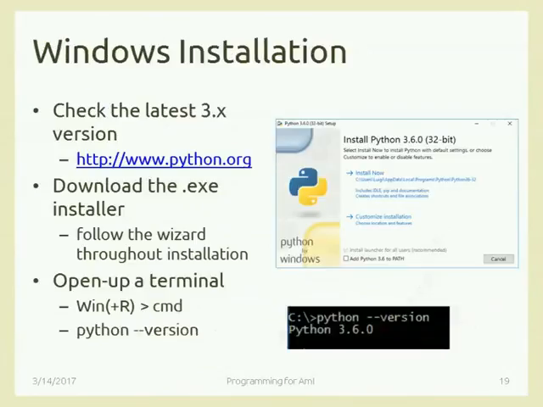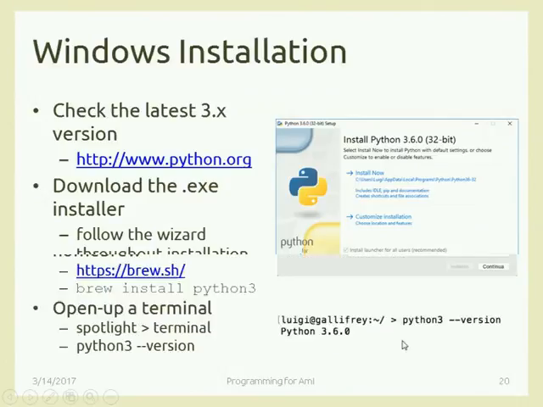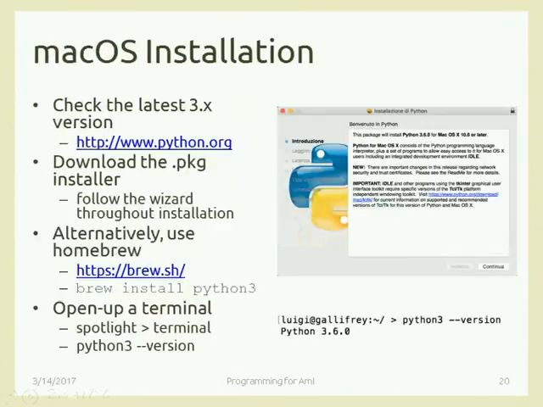On Windows, the installation is trivial, as usual. Go on the Python website, download the installer, that is a next file, double click on it, next, and finish, and Python is installed. Then to check if Python is installed, open a command prompt, like I did before, and type python --version. If it's installed, python --version will give you the version number of Python this way, Python 3.6.0.